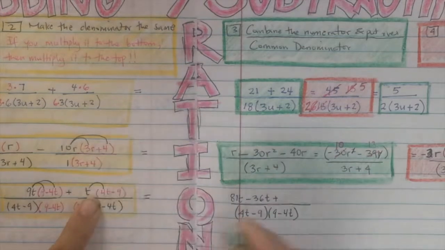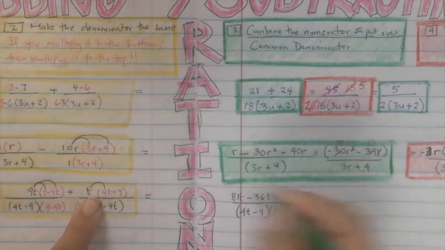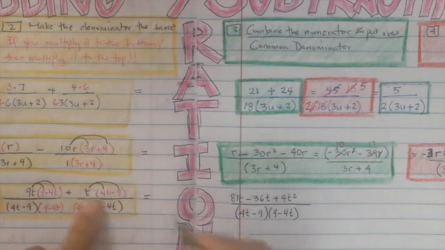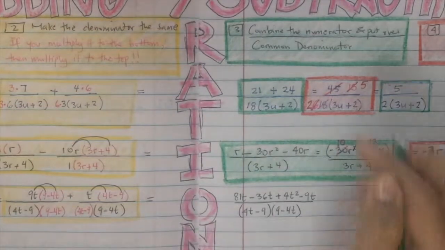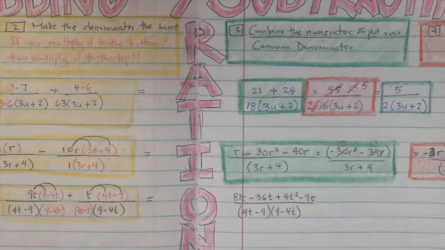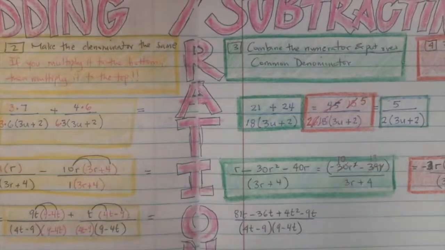Now we're going to get in the house on the other one. t times 4t, that's going to give me 4t squared. And then t times negative 9, that's going to give me negative 9t. Alright, so we need to combine the numerator. We already put it over the common denominator, so we're just going to combine like terms.